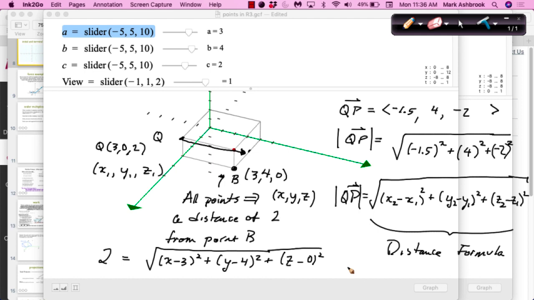So that equation would represent all points in space, x, y, and z, that are distance 2 away from 3, 4, 0. Does that make sense? And do you all have a vision of what that is? What is that? Sphere. That's a sphere.